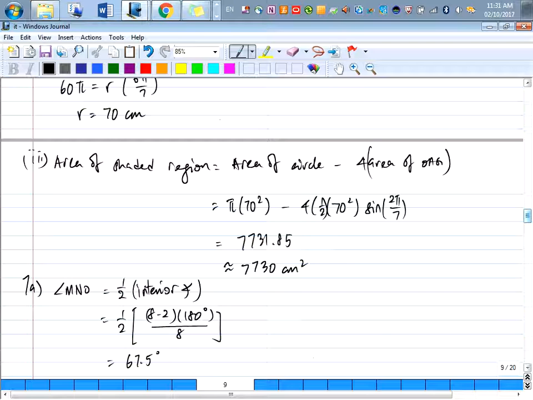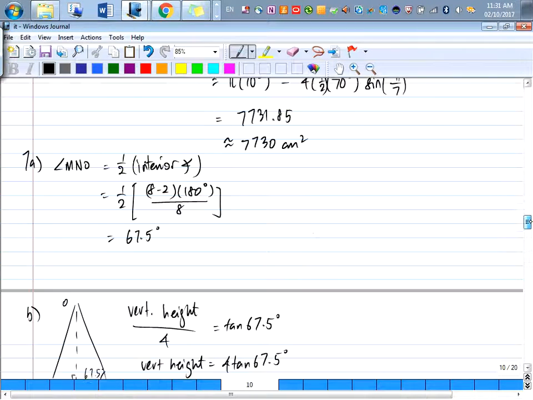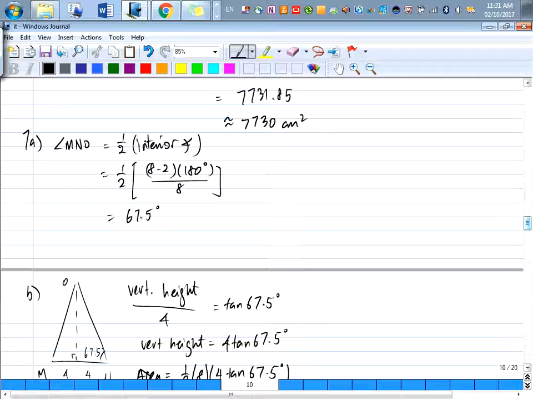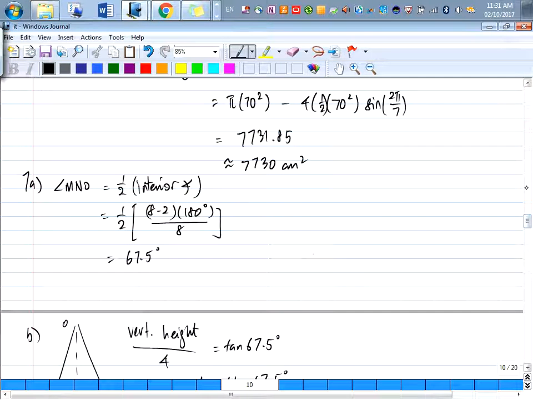Now 7A. We have an octagon. It is regular. So I know every single side has the same length. All the interior angles are the same, exterior angles are all the same. Find the value of angle MNO. Why do I say it is half of an interior angle?